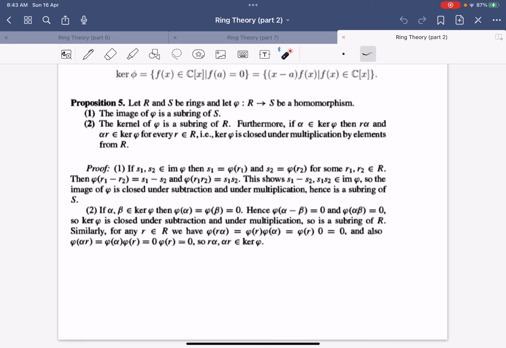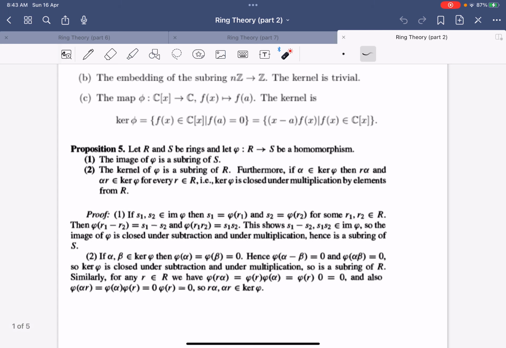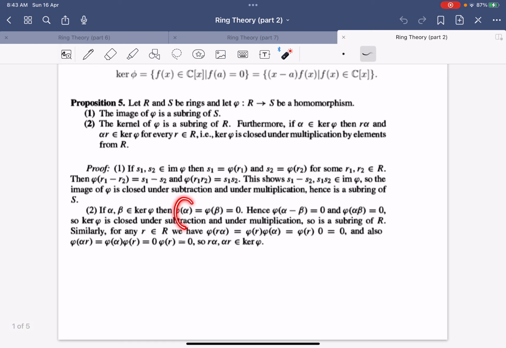For number 2, to show that a kernel is a subring, we just need to check that the elements are closed under multiplication and subtraction as well. And so you just do the easy verification and you can check essentially that it is true. And then we will also have, for any R and alpha in the kernel, phi of R alpha equals phi of R times phi of alpha. And so this means that R alpha and alpha R will be in the kernel.